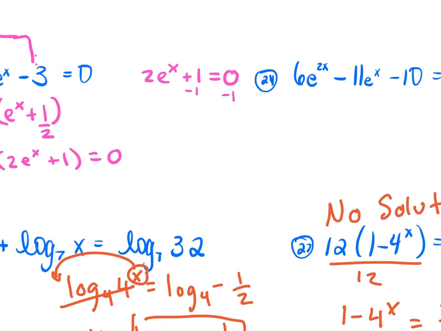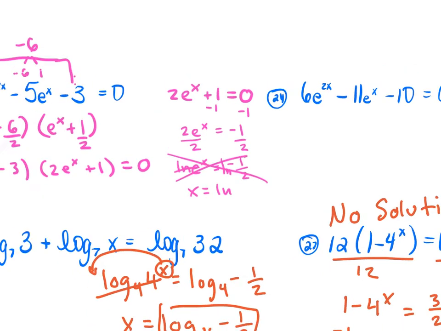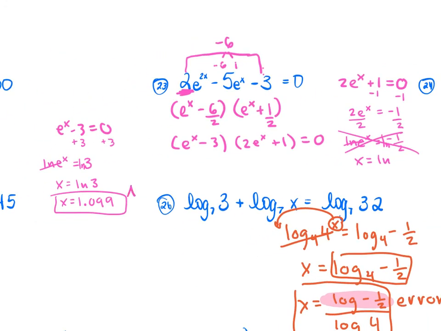We subtract 1 on both sides, so we get 2e to the x is equal to negative 1. Divide by 2. e to the x is equal to negative 1/2. What do we do from here? Can we do the ln of negative 1/2? Nope, can't take the ln of a negative, so this does not work. So we only have one answer here, which is 1.099. So we cannot take the ln or log of a negative number, so if that ever happens, we're done. Doesn't work.